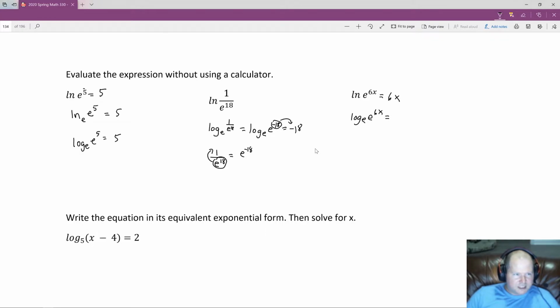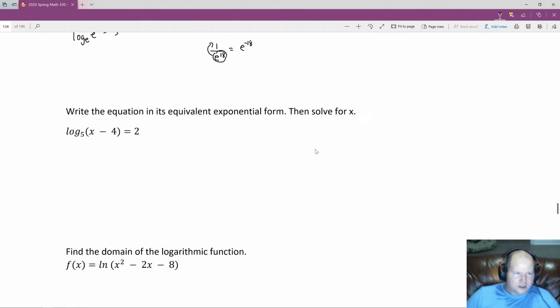So if you notice that the base and the base of the argument here match, you can just take the exponent, right? And that's true. Same thing on this one. Just put it over here. Good. So we end up with 6x.